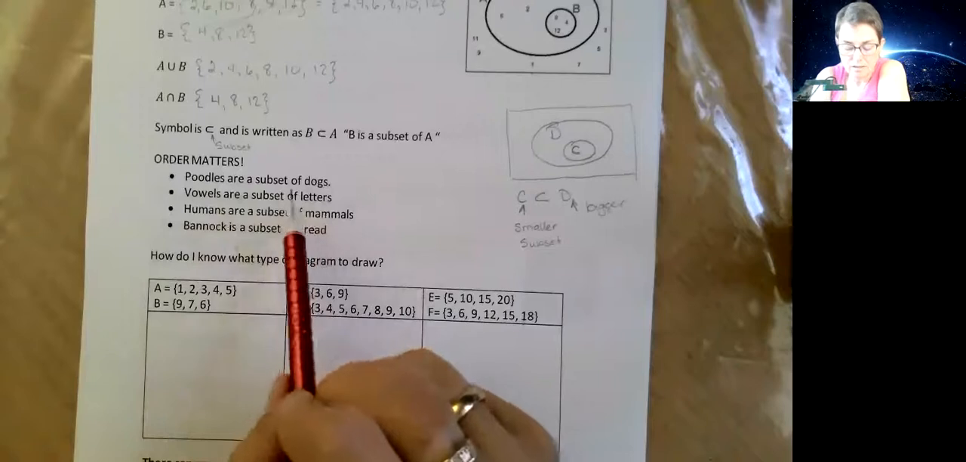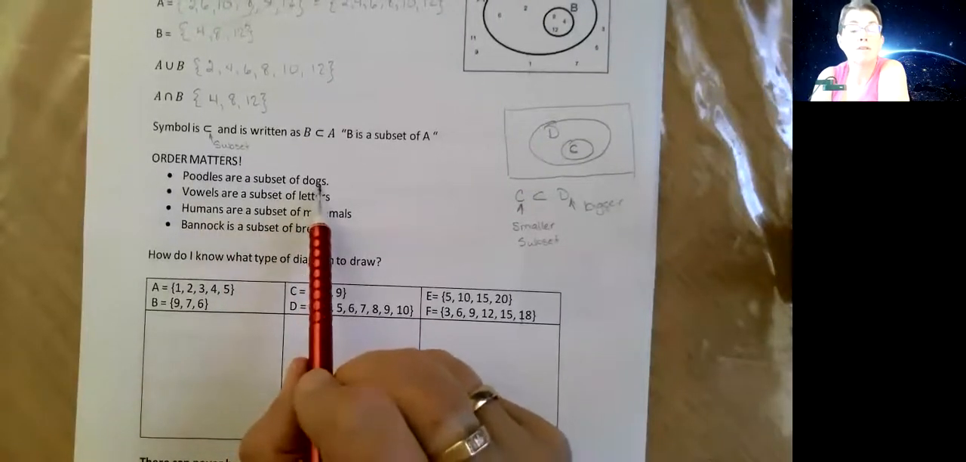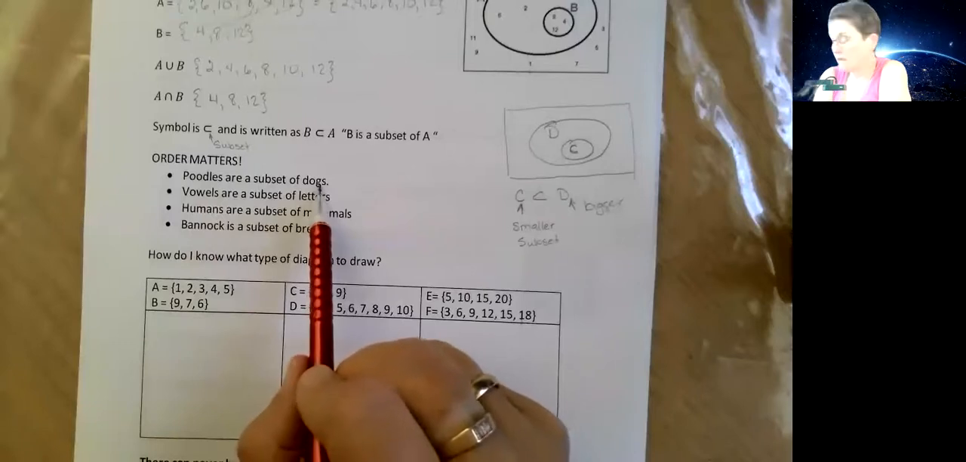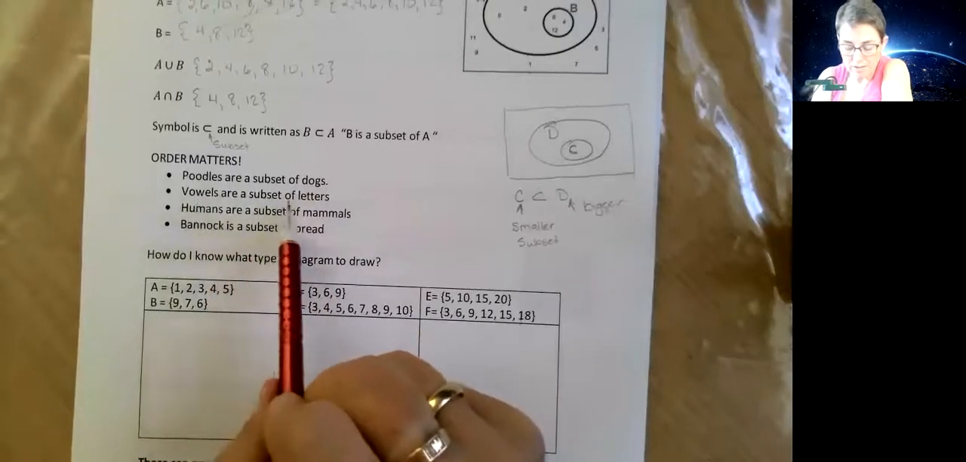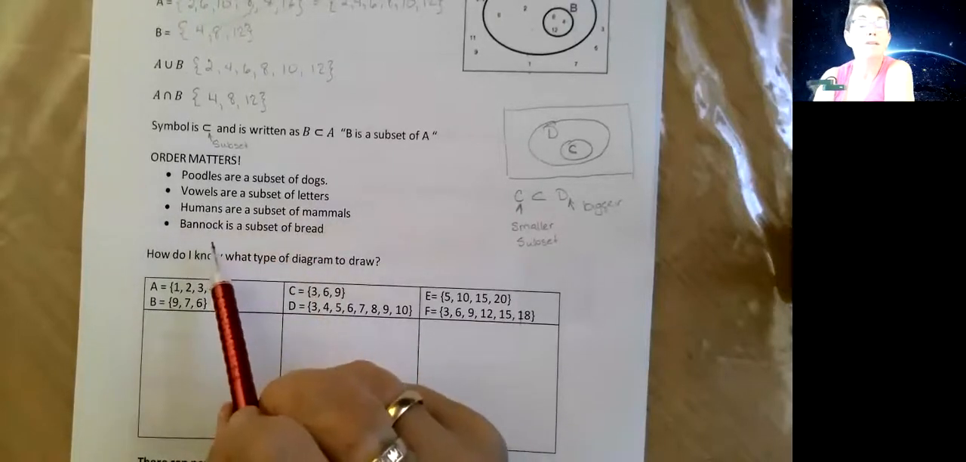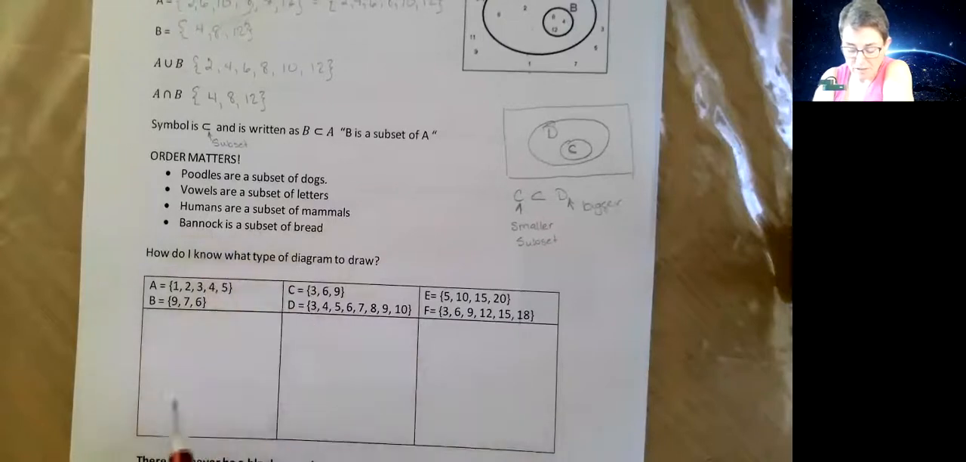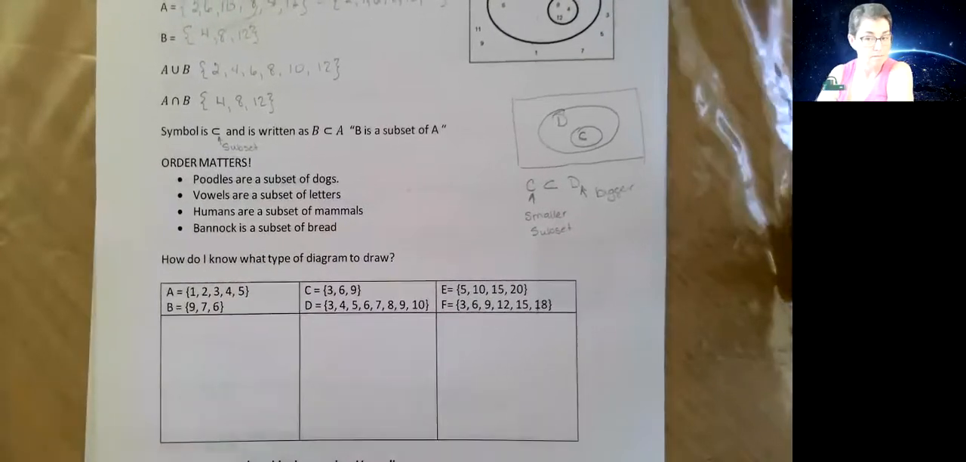Poodles are a subset of dogs, which means poodles are a small group. Dogs is a big group because there's other types of dogs. Okay, vowels are a subset of letters. Humans are a subset of mammals. Bannock is a subset of bread.